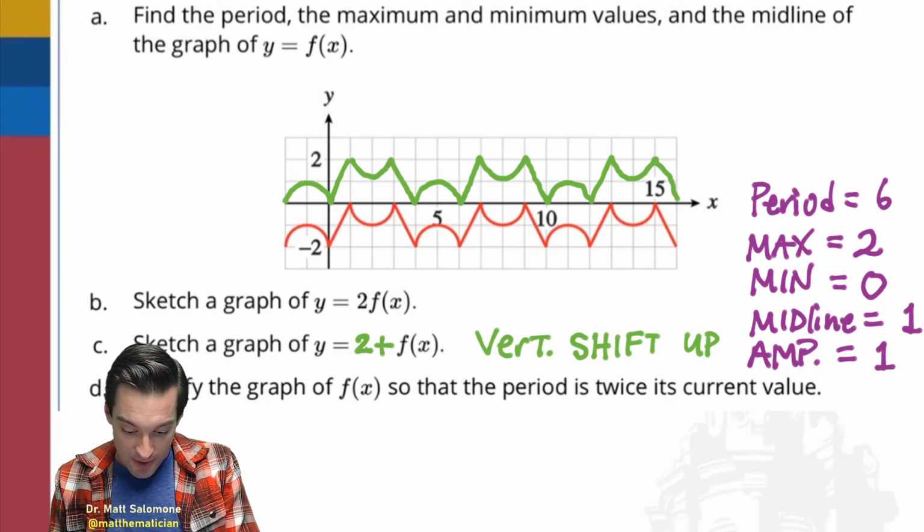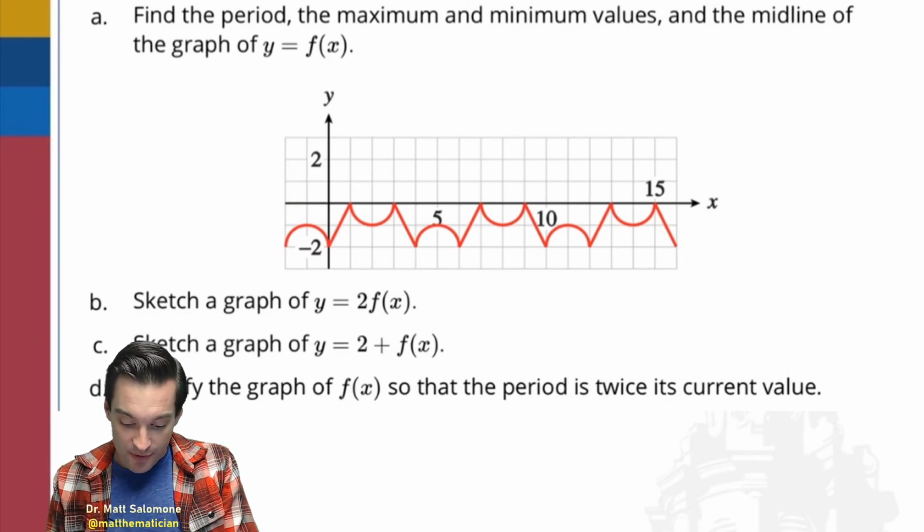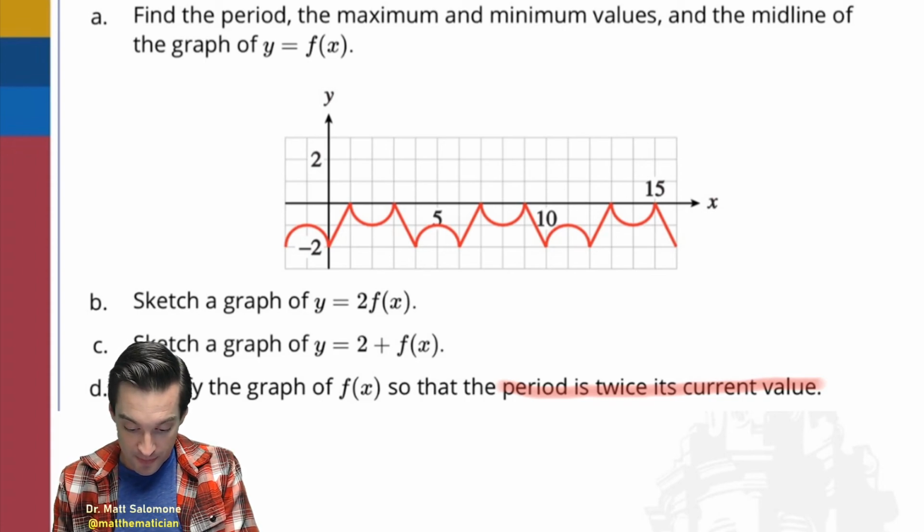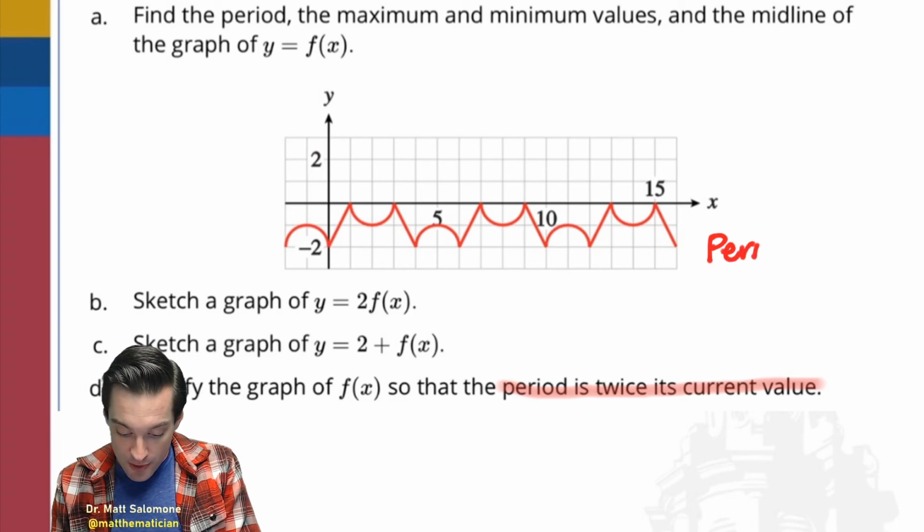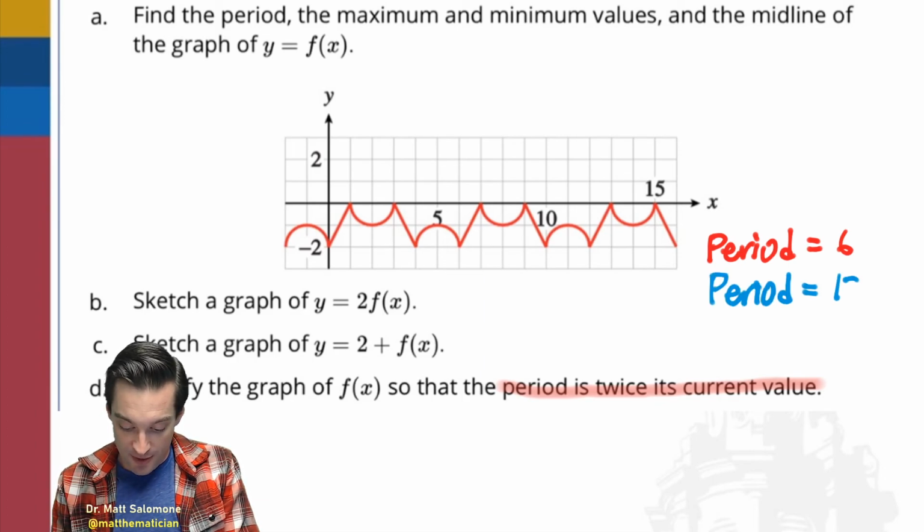Let's tackle this last question. How can I change the graph of this function in a way that makes its period twice its original value? So I want to double the period. My original period was 6, right? And so what we're being asked to do here is to change this function in a way that makes the period of my new function equal to 12 instead of 6. How might I do that?